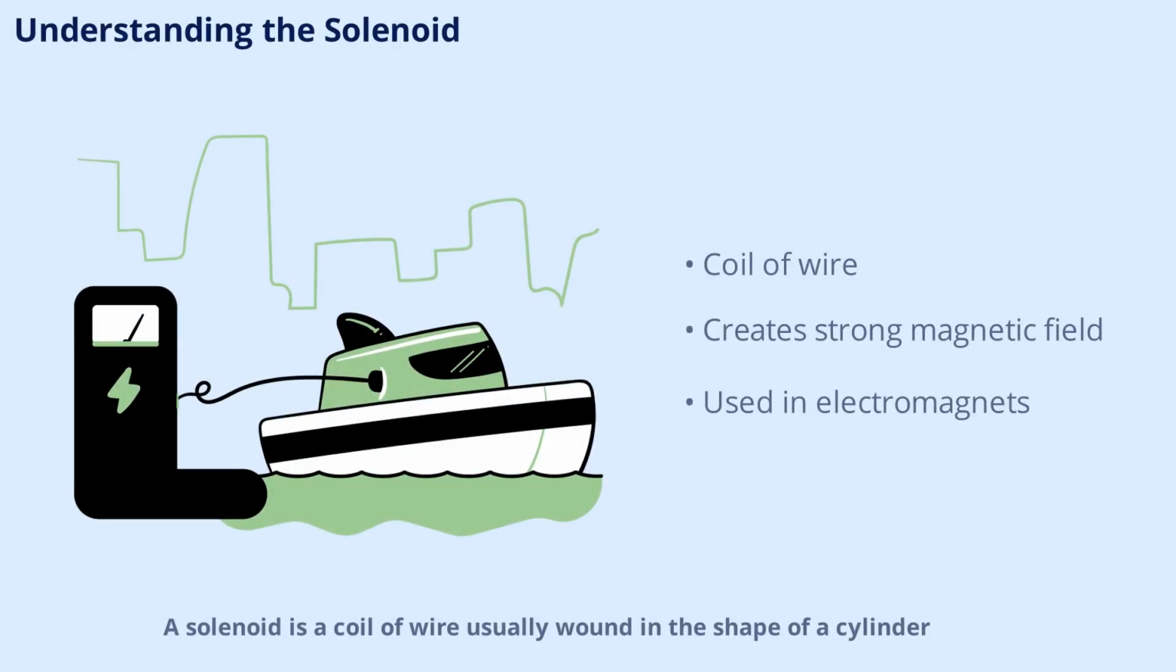Solenoid is a coil of wire, usually wound in the shape of a cylinder. When electric current passes through it, the solenoid creates a strong, uniform magnetic field inside. This makes solenoids useful for creating controlled magnetic fields in devices like electromagnets, relays, and even MRI machines. The strength of the field depends on the number of turns in the coil and the amount of current flowing through it.